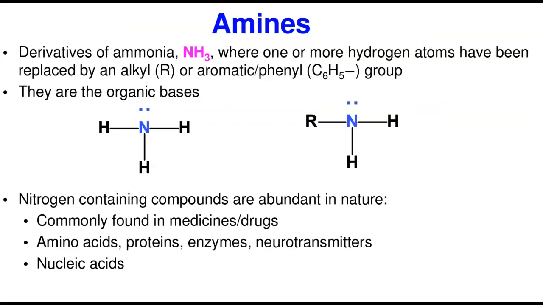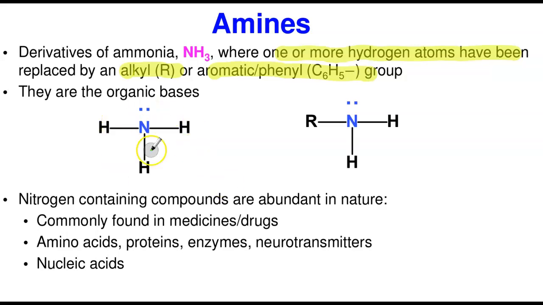Amines. What are amines? Amines are derivatives of ammonia, where one or more hydrogen atoms have been replaced by an alkyl or an aromatic or phenyl group. It can be called an aromatic, a phenyl, or maybe an aryl group. It doesn't matter, whichever you call it. That's the commonest way to define it, particularly to make it highly simplistic.